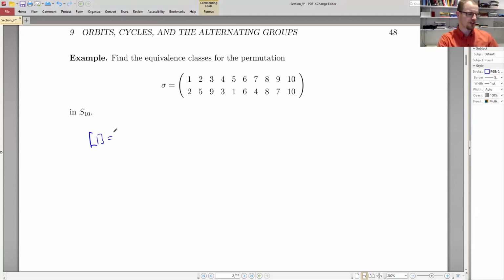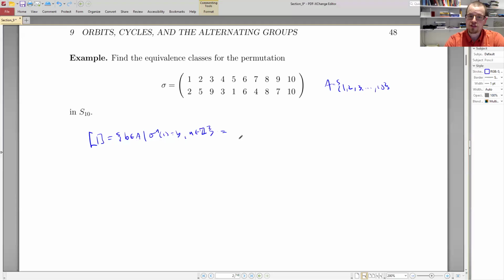Our formal definition of an equivalence class is going to be the set of all things B in A, which is, again, A is simply all of these things up here, 1, 2, 3, all the way up to 10. So it's all of the things in A such that sigma to some power of 1 is equal to B for some n, which is an integer. Not fixed, it can be for some integer.